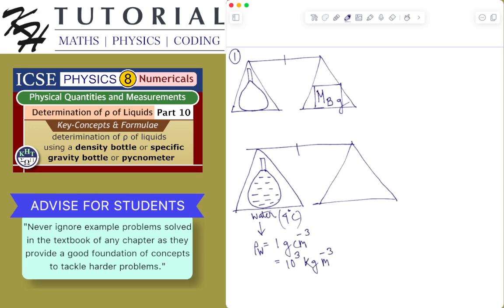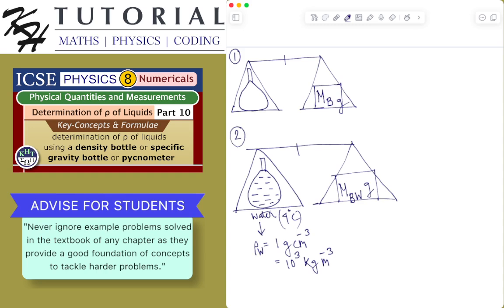Okay, so now let's say the mass of the density bottle completely filled with water comes out to be, let's say, MBW. BW means the mass of the bottle plus water, this much gram. Okay, so this was step 2.